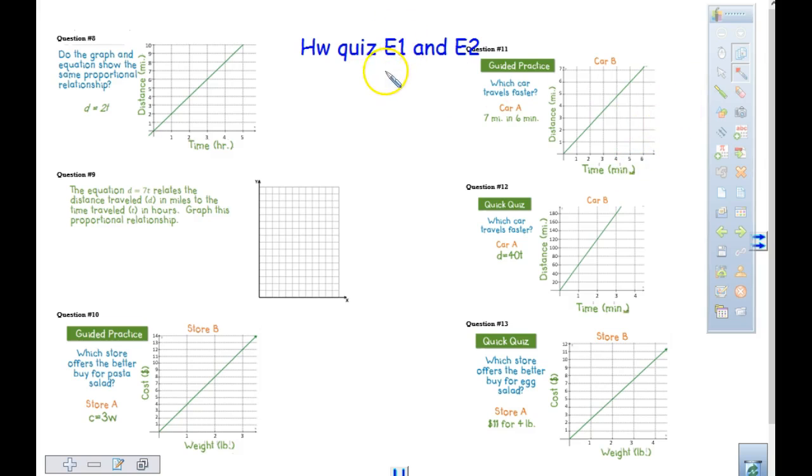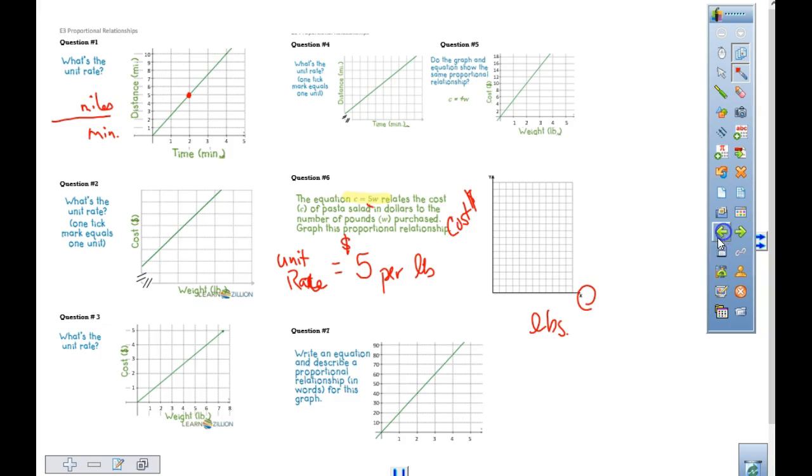So you are going to finish this assignment. And I think tomorrow we will take a quiz on E1, E2 with unit rate instead of today. There are questions 1 through 13, so make sure you do all of those. Get started. You can work with your shoulder partner where you're sitting. If you have questions, ask. I'll try and help you out.